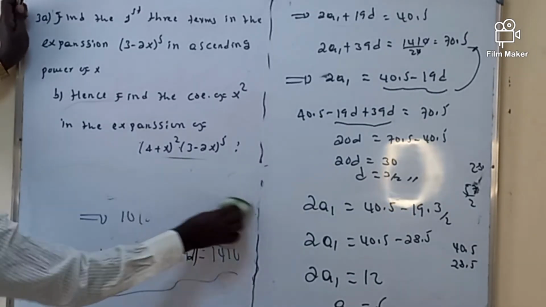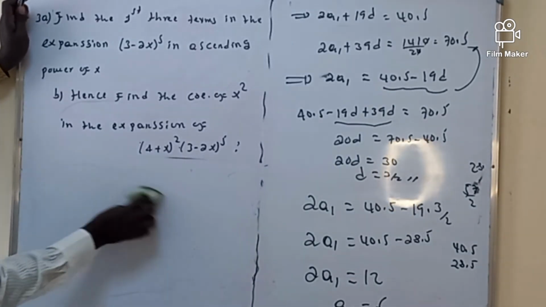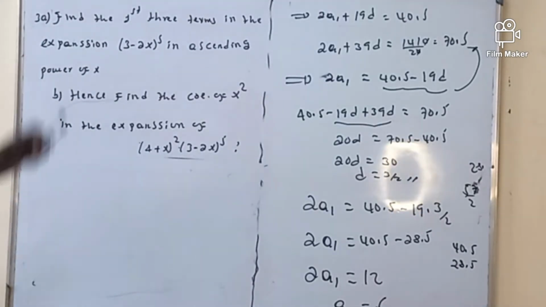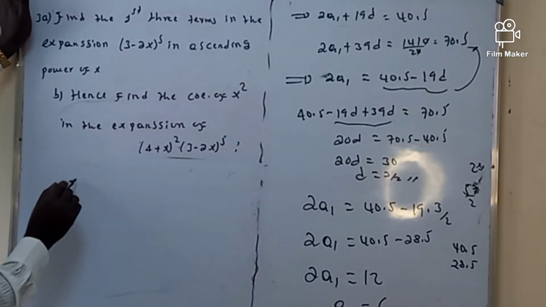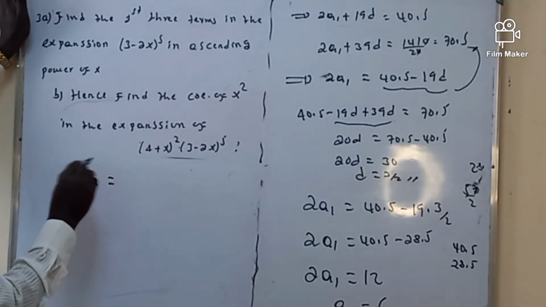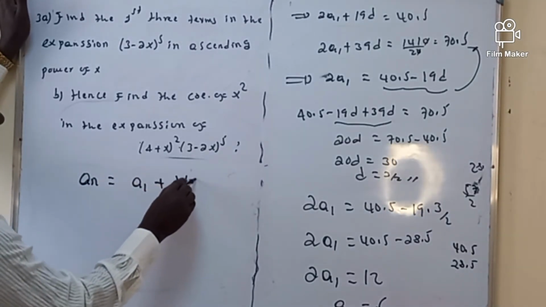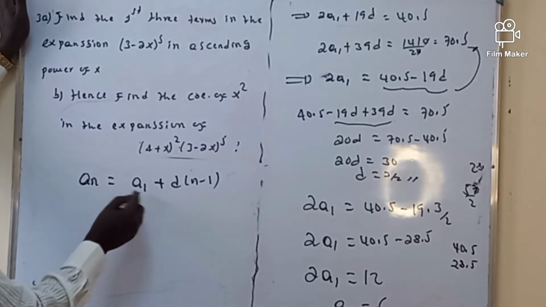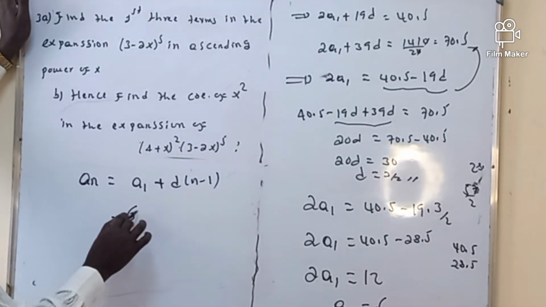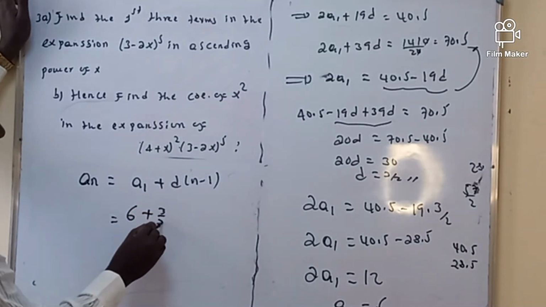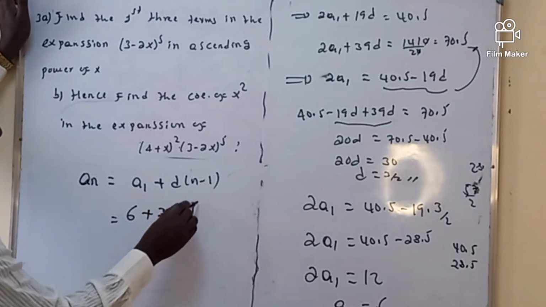Then we already have the common difference and the first term for the sequence. Then an for the sequence generally will be what? An, as I have already mentioned before, is the first term plus d times (n minus 1). You know that the first term is 6, plus d, which is 3/2, times (n minus 1).